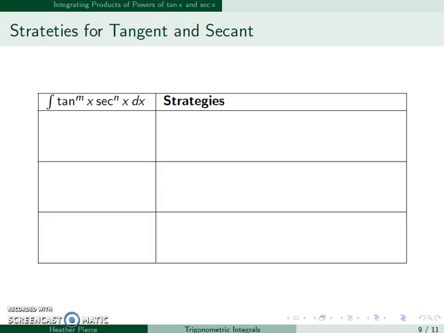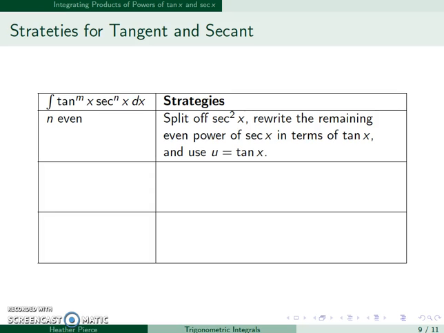So now let's consider strategies for dealing with secant and tangent. So we're going to raise tangent to the m power, secant to the n. And if n is even, so if the power of secant is even, we're going to split off a secant squared, and then rewrite the remaining even powers of secant in terms of tangent, and we'll let u be equal to tan x.